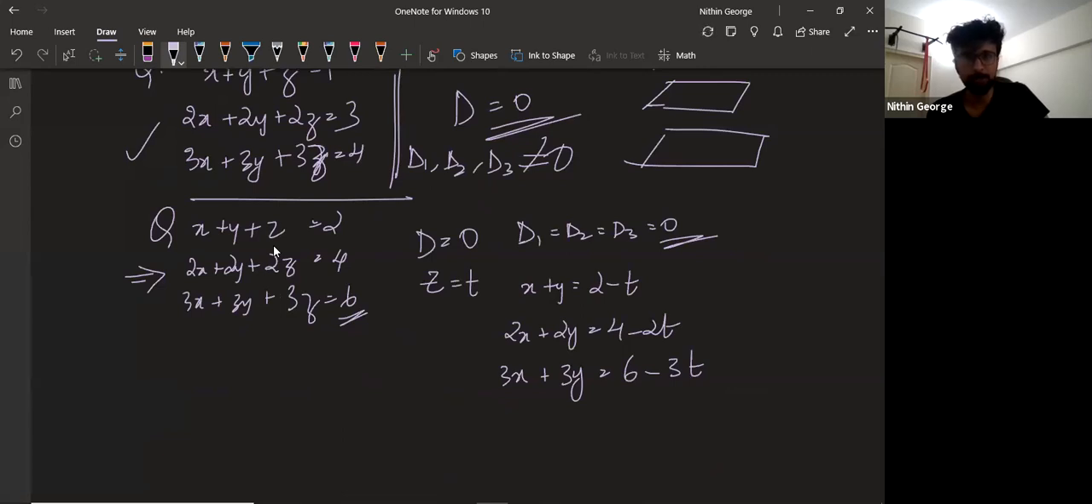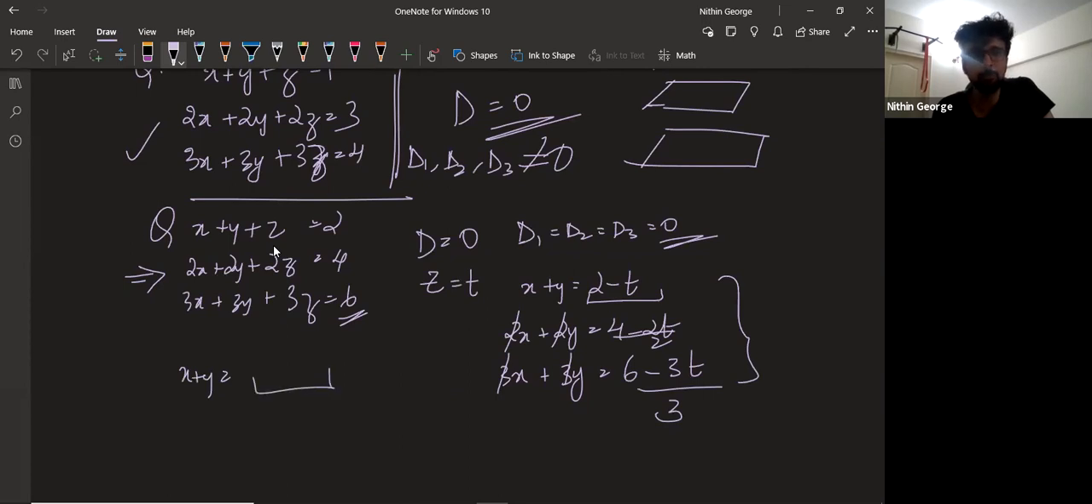you can see that x plus y is equal to 2 minus t here. Here you can write it as 4 minus 2t by 2, which will be x plus y. This will be 6 minus 3t by 3. It's the same thing, 2 minus t in all of these. So basically, x plus y gives me the same value for all values of t. I just simply put z equal to t to check what is going on. That is how people normally check.